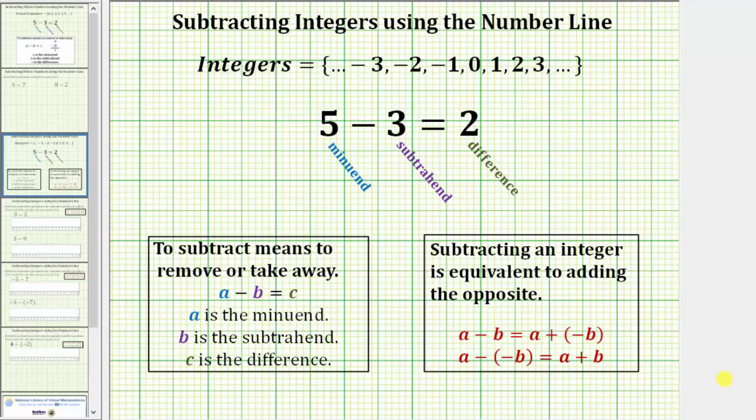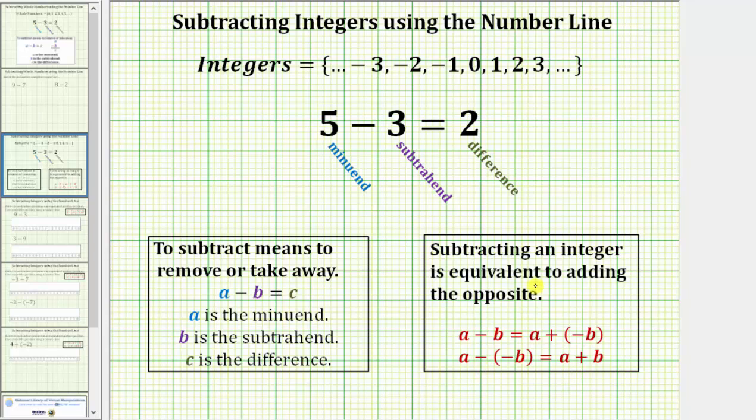Welcome to a lesson on subtracting integers using the number line. Every subtraction problem has an equivalent addition problem. When working with integers, we say subtracting an integer is equivalent to adding the opposite, which means a minus b equals a plus negative b, and a minus negative b equals a plus b.